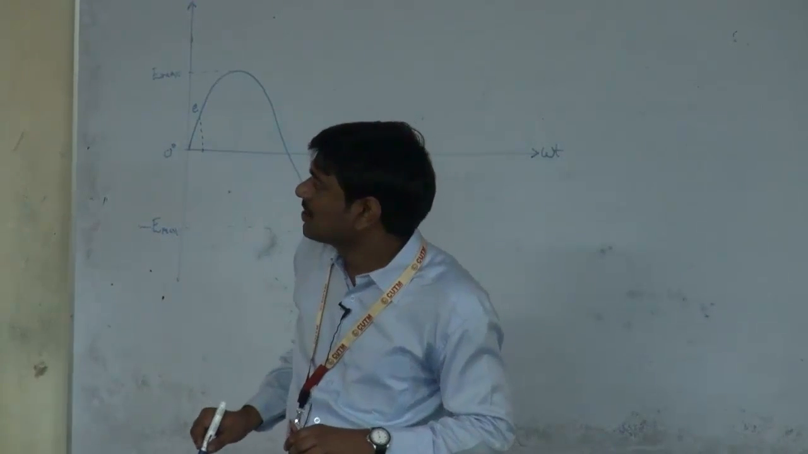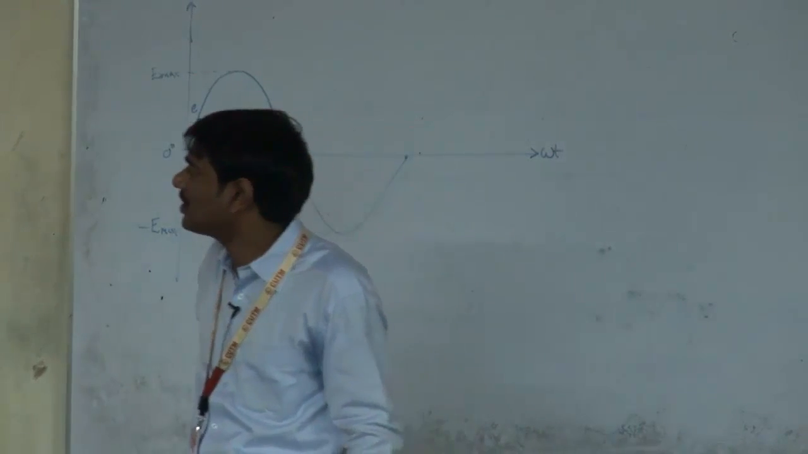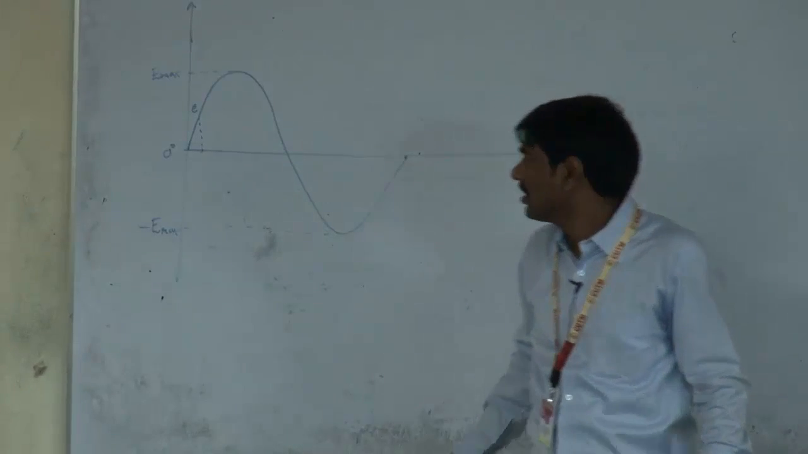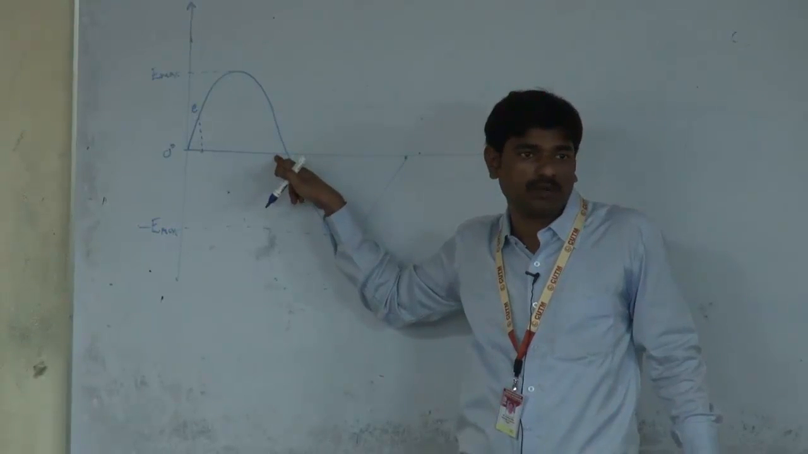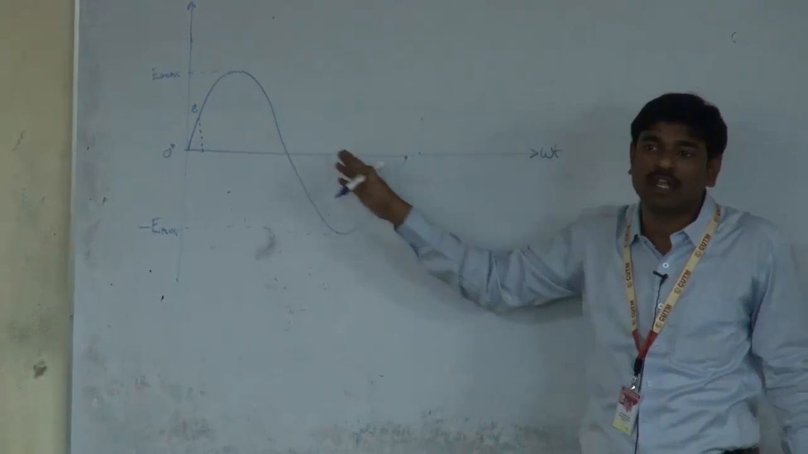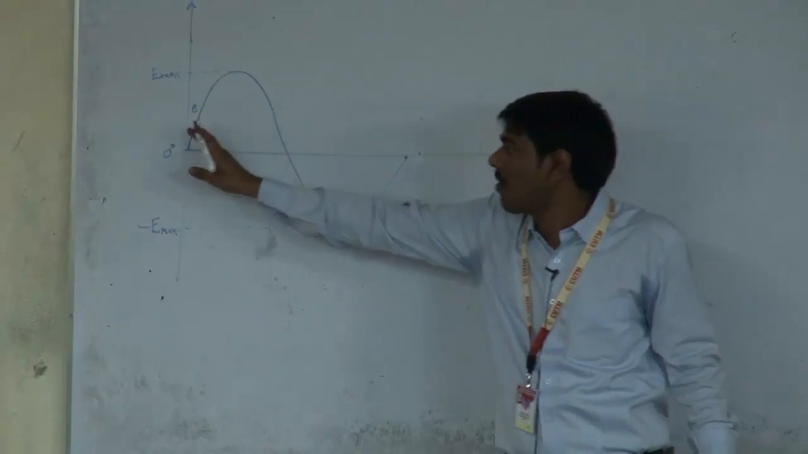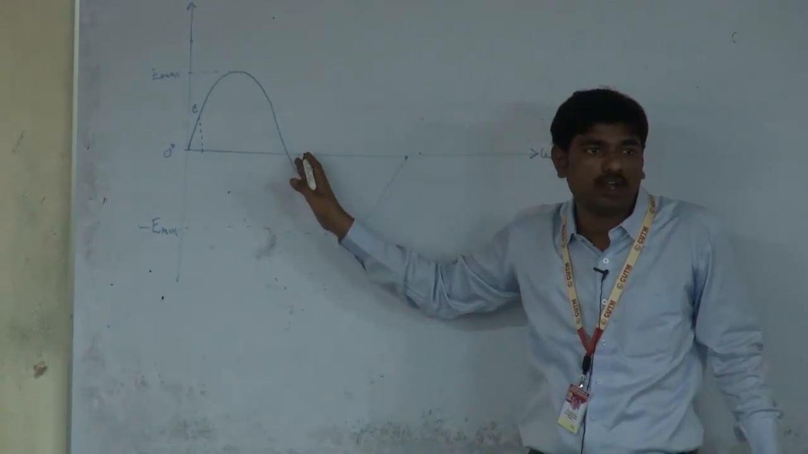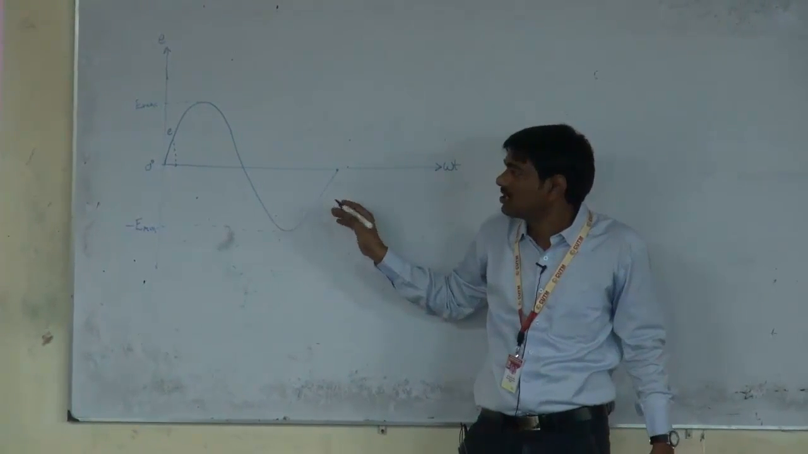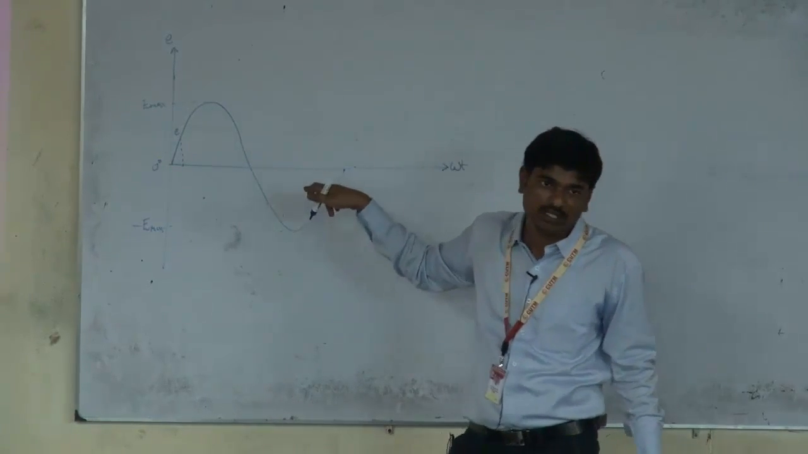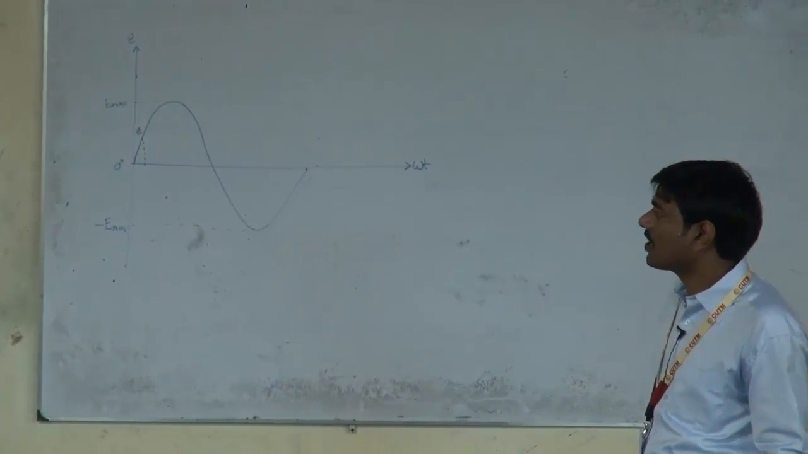The next one is cycle. A cycle is one complete set of positive and negative values of an alternating quantity. From 0 to 180 degrees we get the positive values of the alternating quantity, and from 180 degrees to 360 degrees we get the negative values. If you take one complete set of all positive and all negative values, this makes a cycle. Cycle is nothing but one complete set of positive and negative values of an alternating quantity.